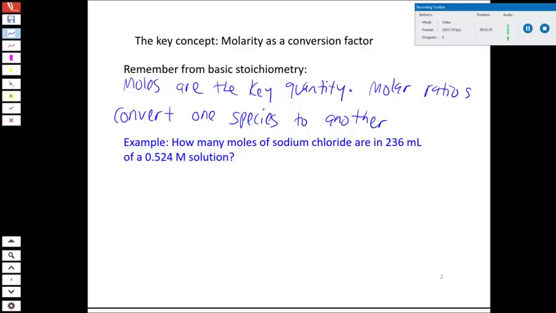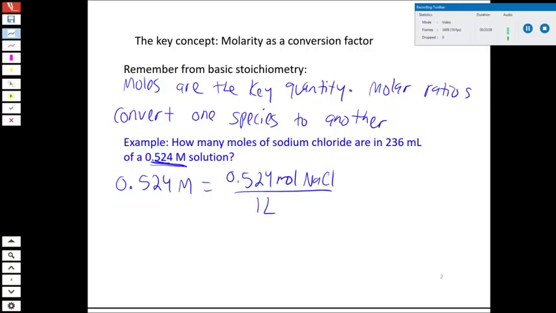So as an example, we learned that we can use this capital M molarity as a conversion factor. So we want to know how many moles of sodium chloride are in 236 milliliters of a 0.524 molar solution. We remember that the definition of molarity with capital M is moles per liter of solution. So 0.524 molar means that we have 0.524 moles of our solute, which in this case is sodium chloride, NaCl, per 1 liter of solution.